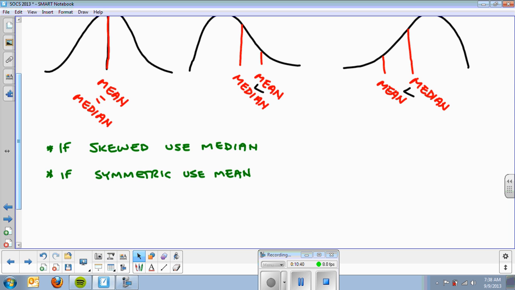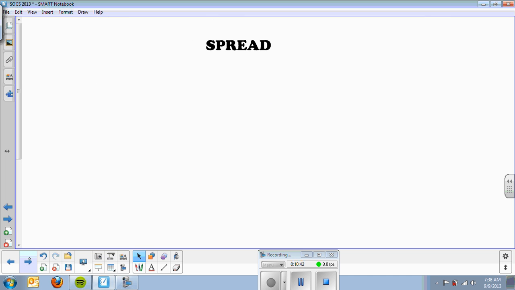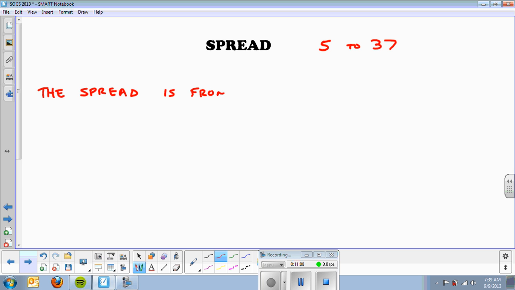Finally, we have the spread of the graph. There are several ways to report the spread. Let's say I had numbers that ranged from 5 to 37, with a bunch of numbers in there. If I was reporting back the spread, I could say the spread is from 5 to 37. That gives me the min and the max, basically.